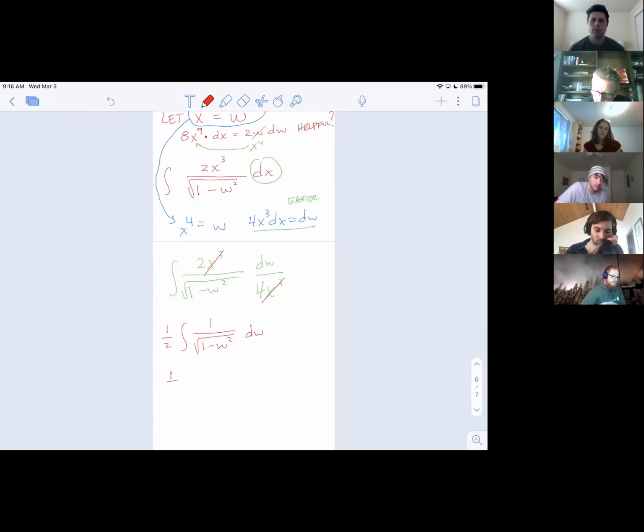So let's see, that'd be 1/2 then of the inverse sine of W. But W was equal to x to the 4th. So 1/2 inverse sine of x to the 4th plus c.